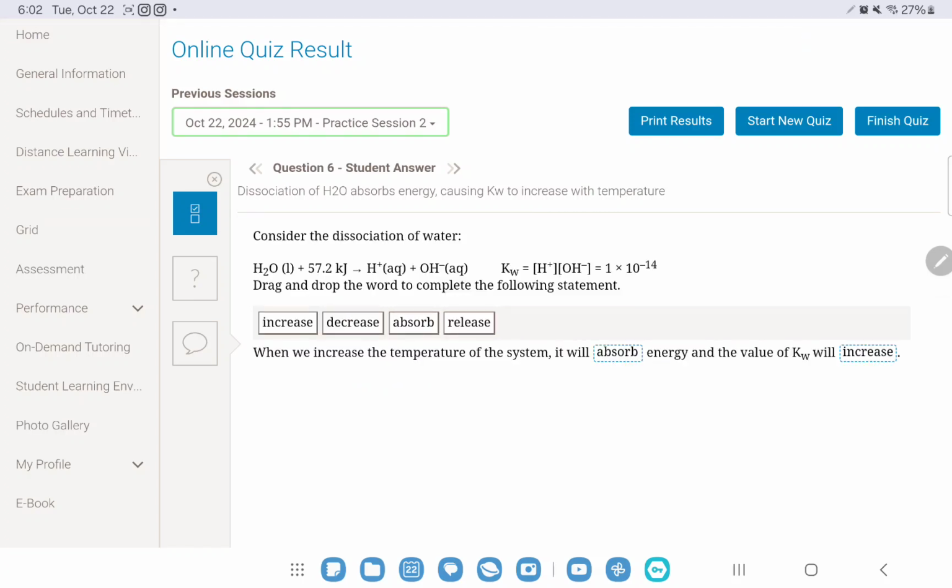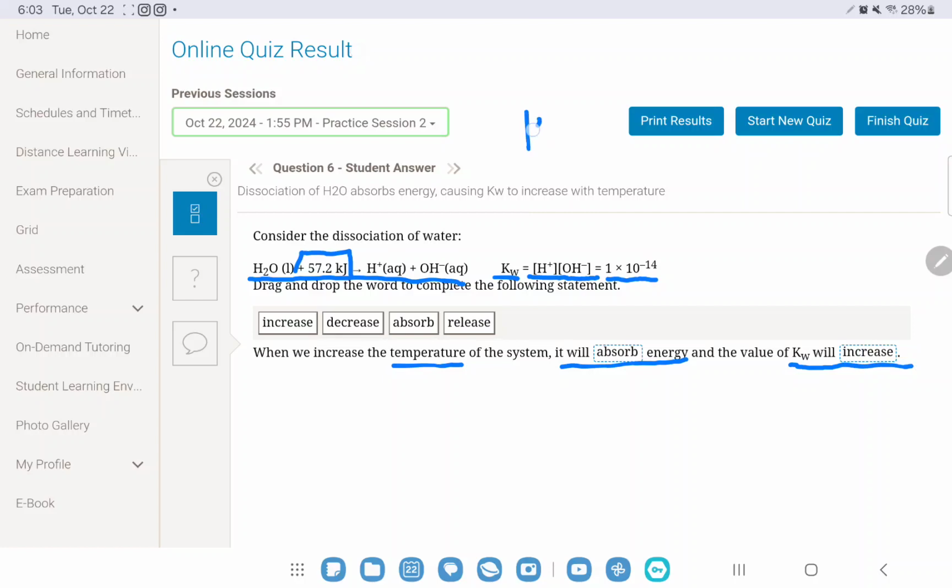Okay. So here they're telling us this is the dissociation of water, and that H plus times OH minus is 1 times 10 to the power of negative 14, and this is Kw, our constant. When we increase the temperature of the system, it will absorb energy, because this is an endothermic reaction, so of course it's going to absorb. And the value of Kw increases.